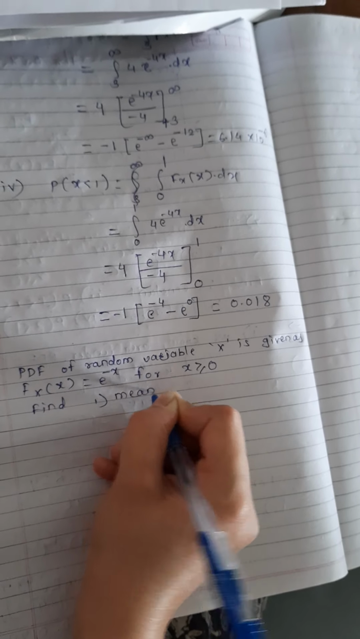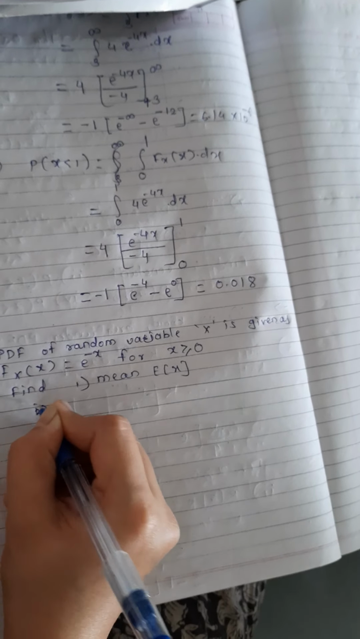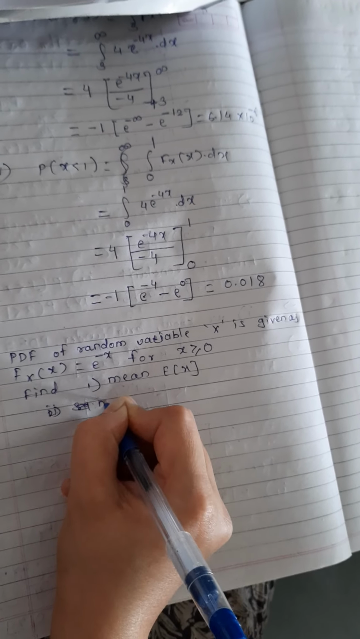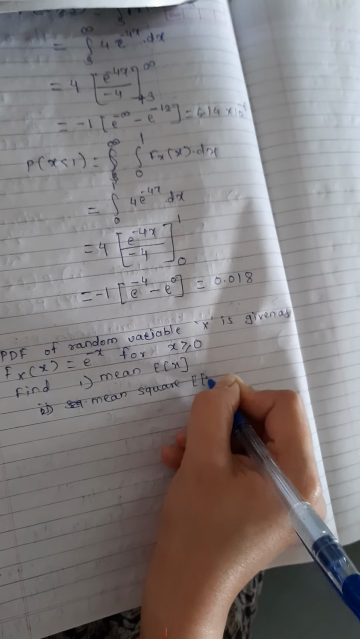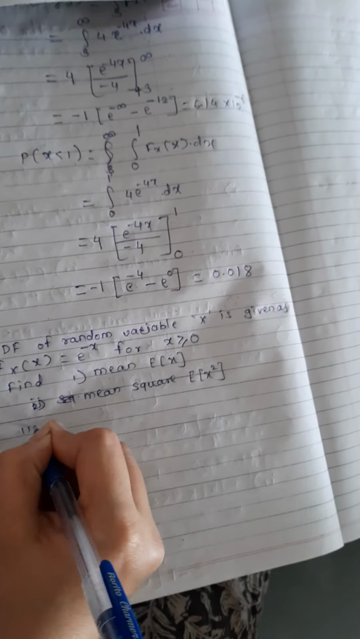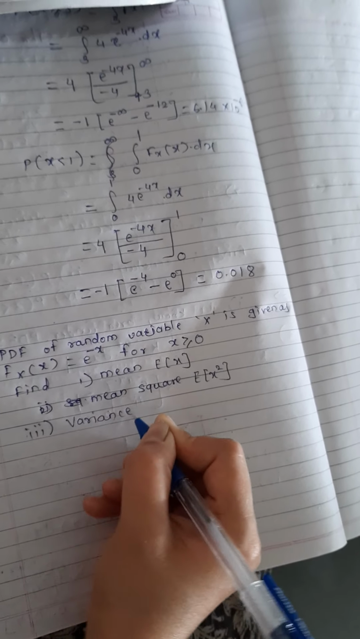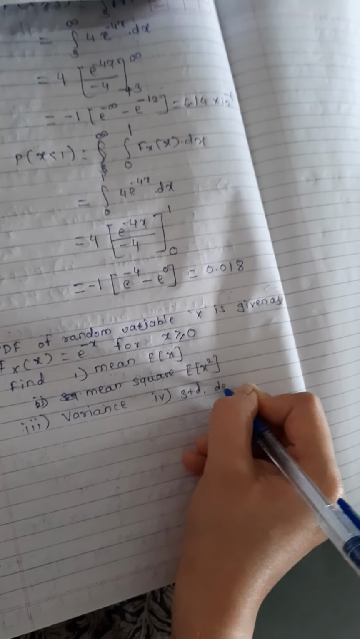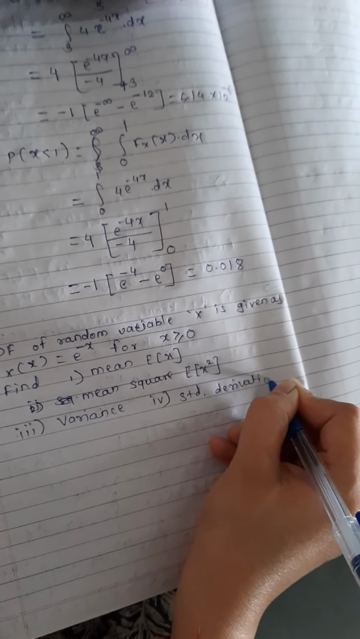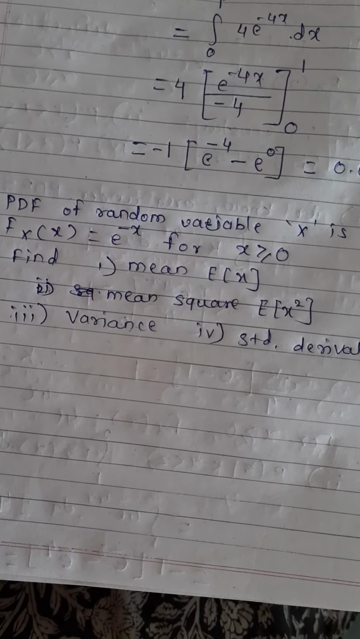The mean E of x, second, the mean square E of x square, third one, variance, and fourth one, standard deviation. So this problem was asked in exam for 8 marks.